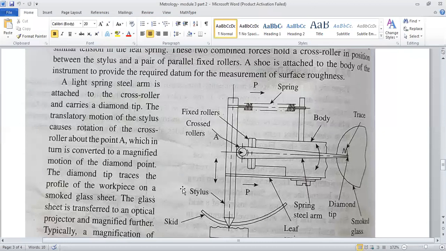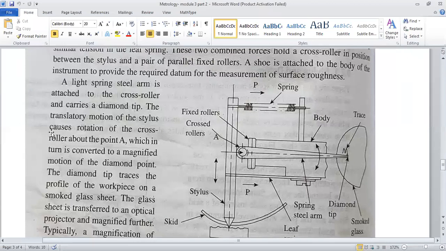Reciprocating motion, as an example, vibratory motion. Vibratory motion is the to and fro motion.